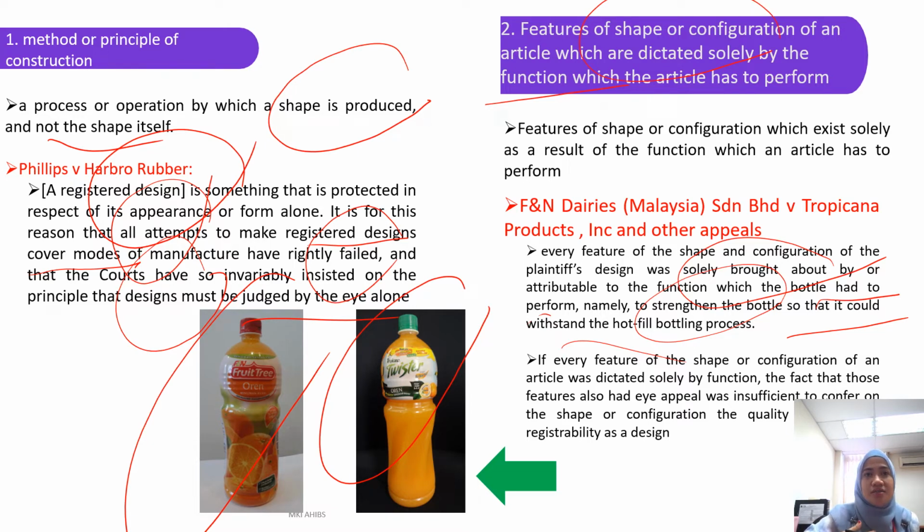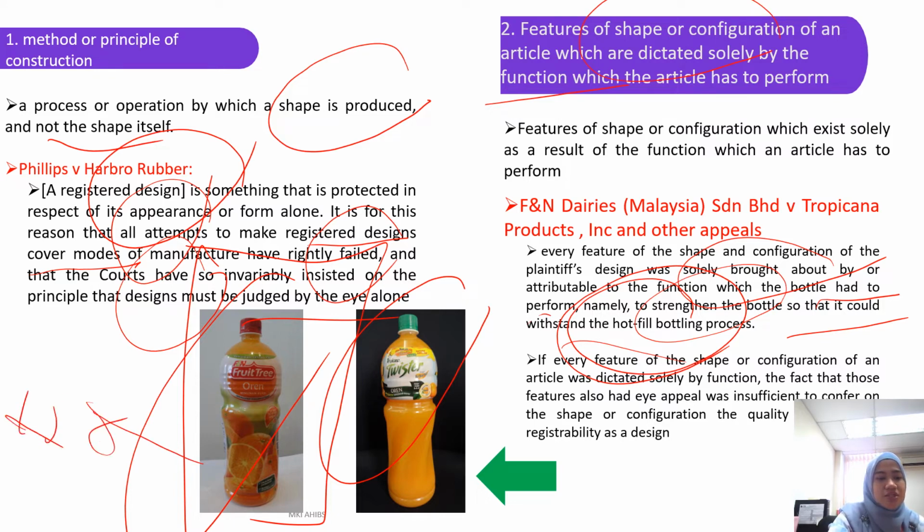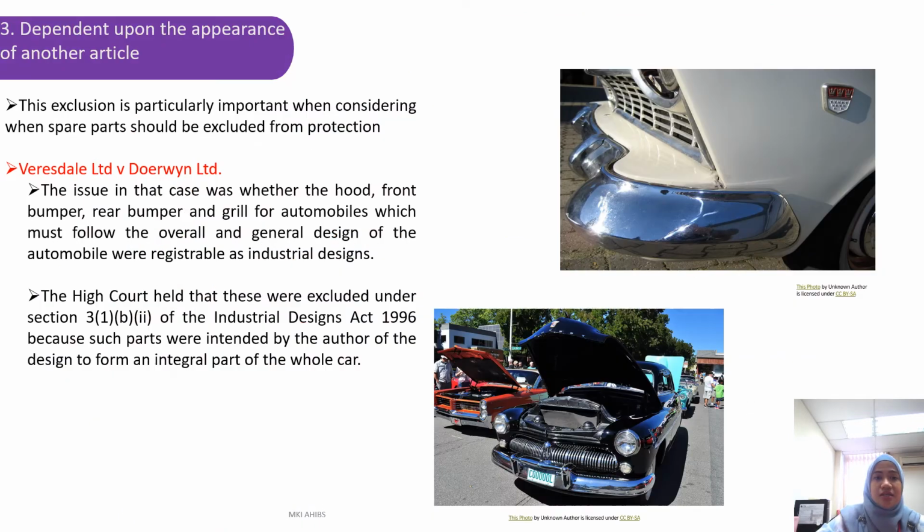So in this case, the court held that the bottle doesn't have any eye appeal. Why is the F&N bottle designed as such? Because it strengthens the bottle so that it can withstand the hot fill bottling process. So it is to perform its function. Okay, function sahaja. Design dia macam ni untuk perform dia punya function. So that's why it still cannot be protected under ID.